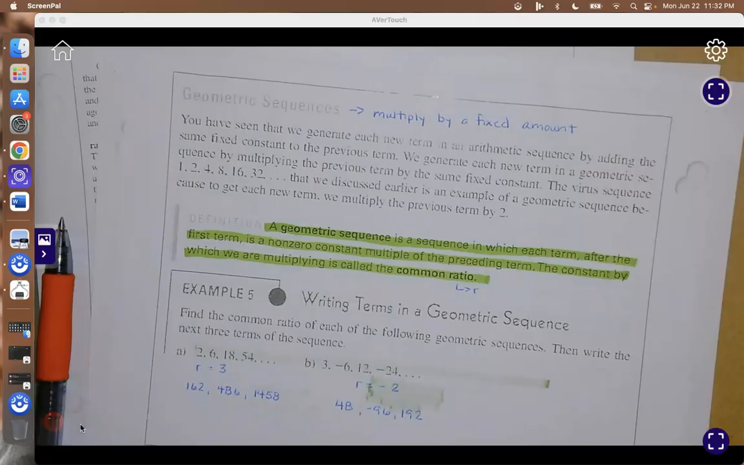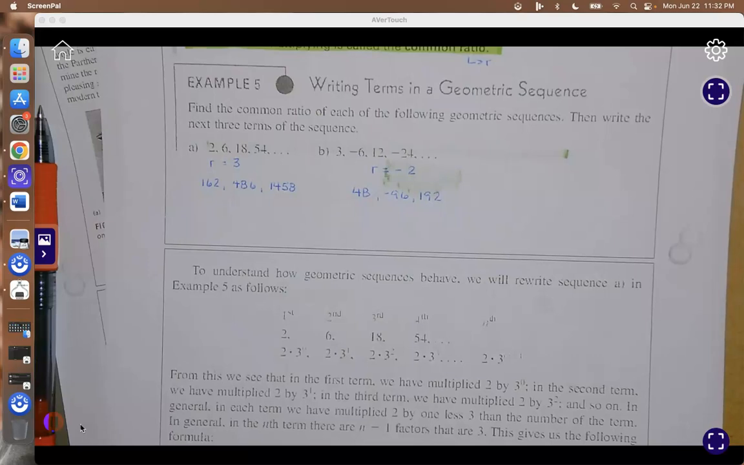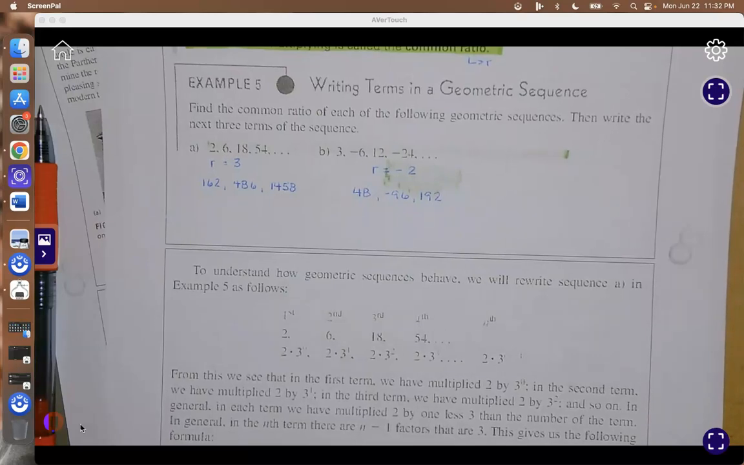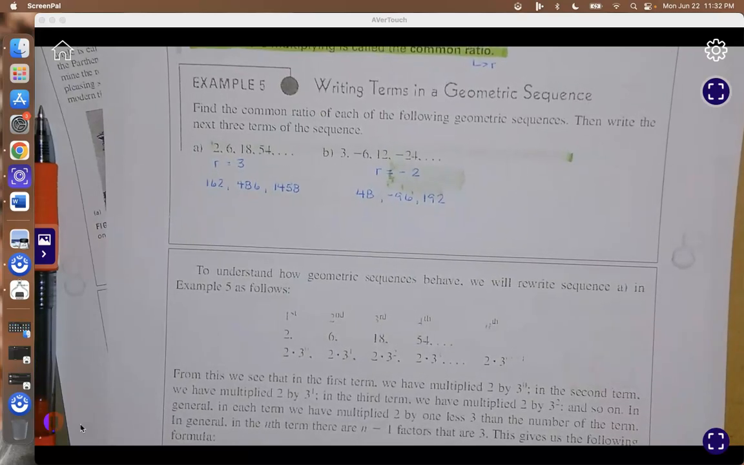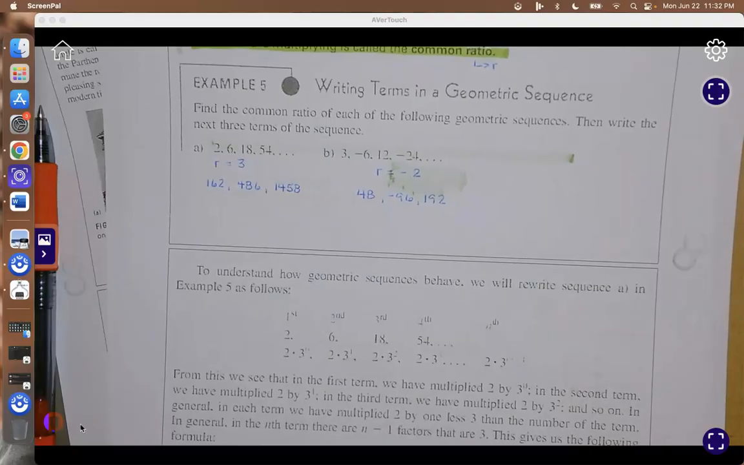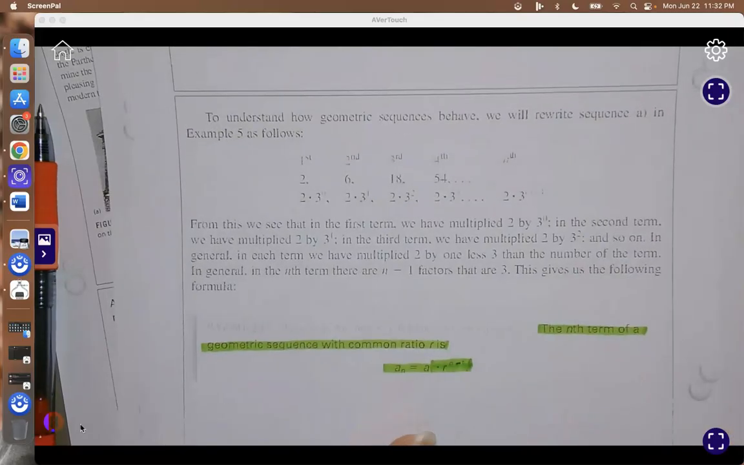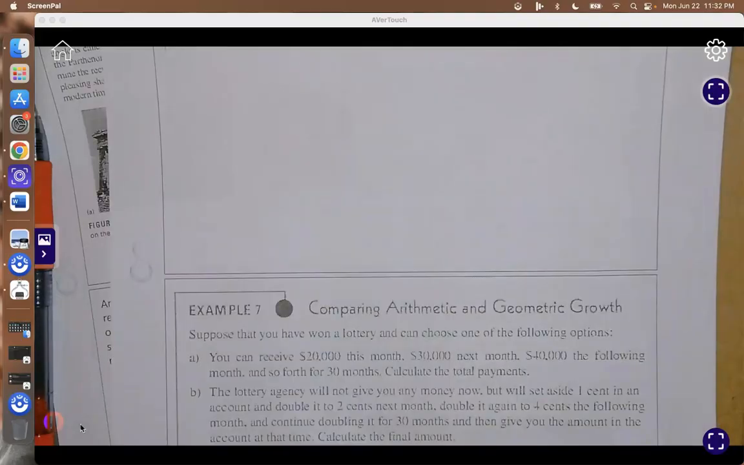Okay, now, if we're trying to find the nth term, so we're trying to find the 20th term or the 15th term or what have you, the formula is a sub n equals a sub 1 times r to the n minus 1. So this time the n minus 1 is your exponent. Okay, so you're going to need to keep those formulas straight. Okay, so let's do some problems with that.